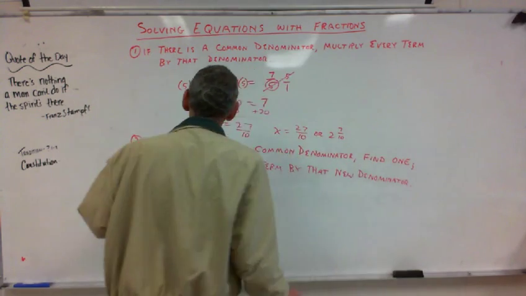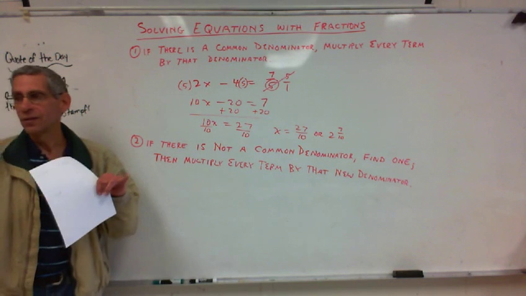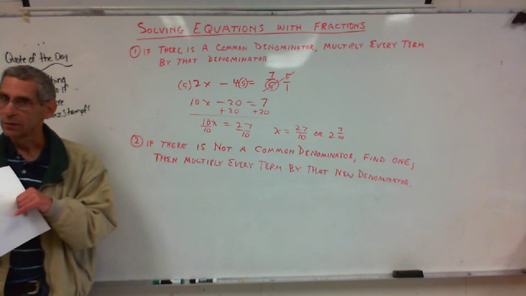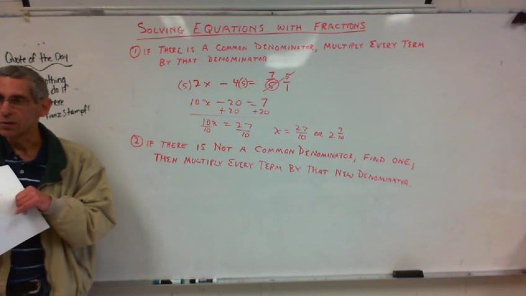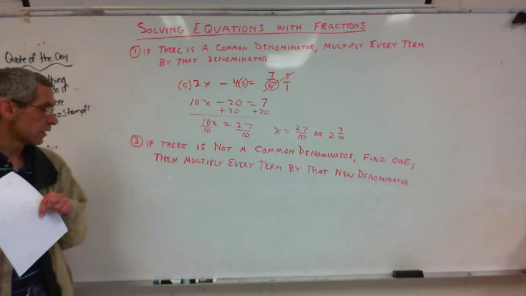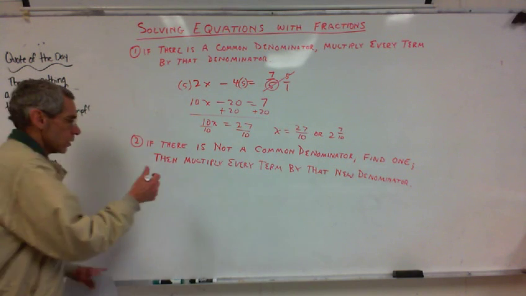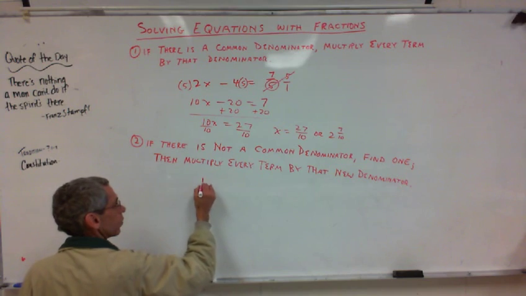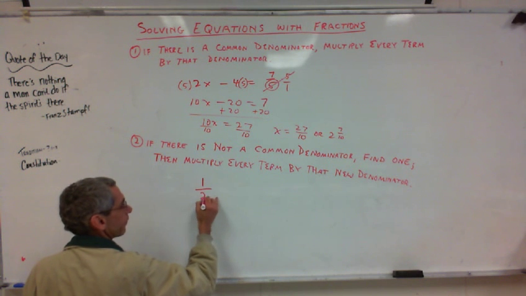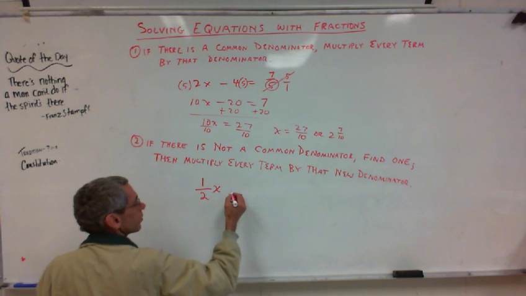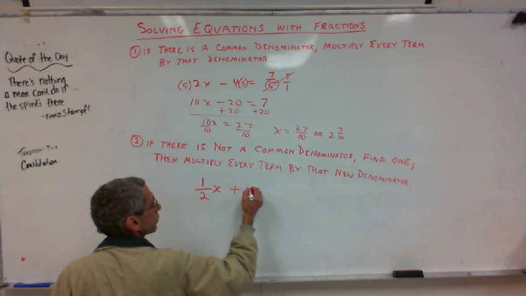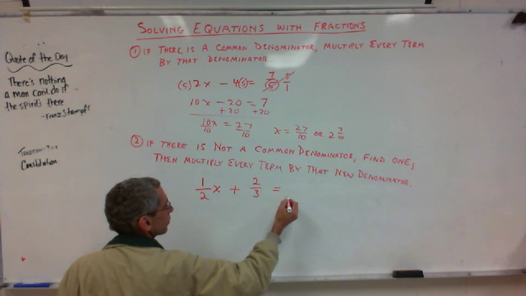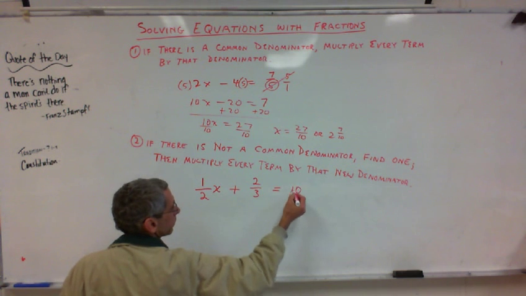Now, what if you have fractions with different denominators? There are 2 ways to do it, but there's an easy way. So, if I gave you, let's see, what if I said 1/2 x plus 2/3 equals 10.